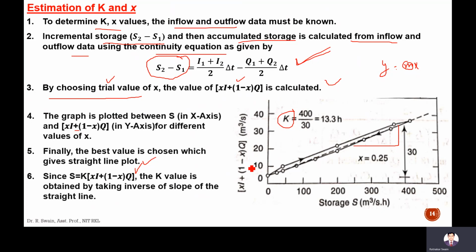If we take storage on the y-axis and the value x I plus (1 minus x) Q on the x-axis, then the slope will give you the K value. It is optional, we can take either axis, it is up to the user. For different values of x, we have to try and see whether the curve is a loop or a straight line. When it is a straight line, that value will be the final value.